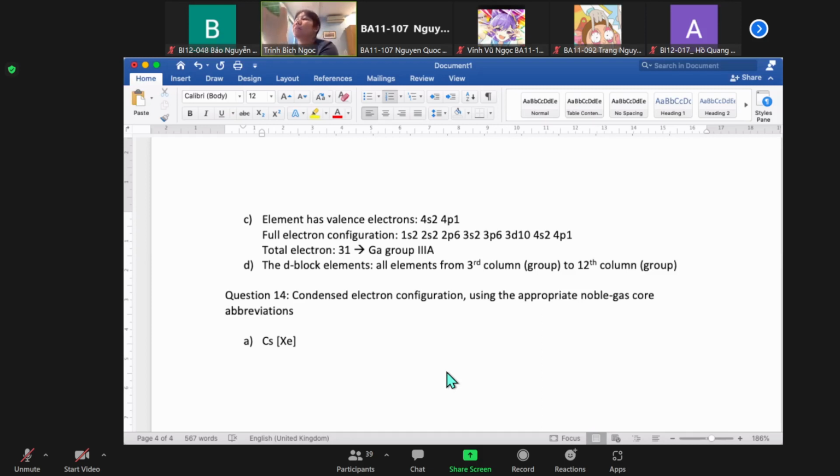So the number of electrons of xenon will be 54 and Cs is 55. Okay. Cấu hình của xenon là đến số bao nhiêu ạ? Đến lớp bao nhiêu ạ? Lớp P. 5p.